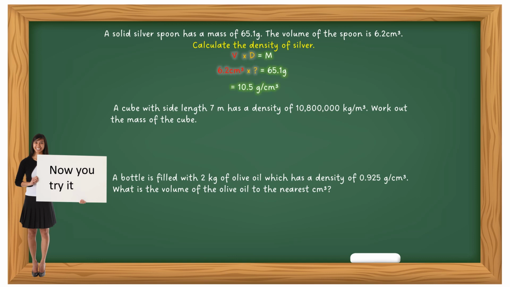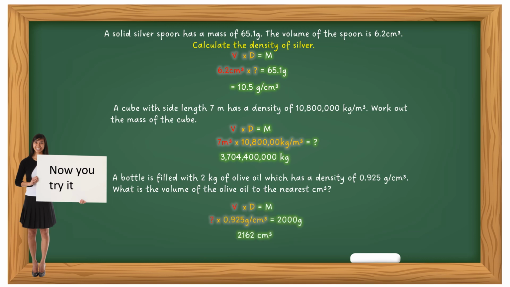Now, if you got 10.5 grams per centimeters cubed to the first question, fantastic, you're on the right track. Okay, if you got 3,704,400,000 kilograms for the second question, then that's an absolutely fantastic score, well done. And the final one, if you got 2,162 centimeters cubed, brilliant work. So if you've got all the questions right, you're on the right track to working in volume, density and mass. So well done.